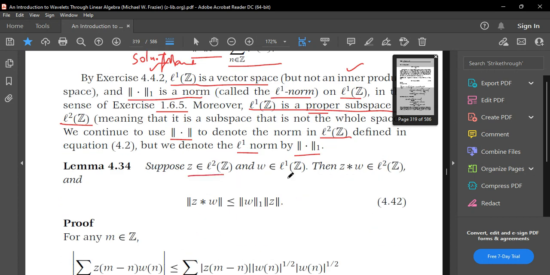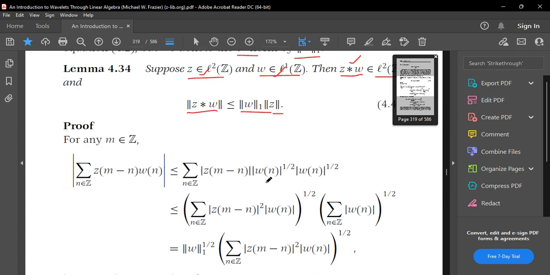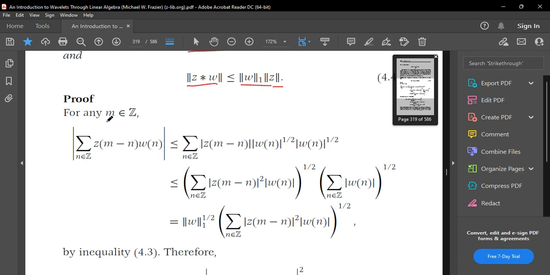Suppose z belongs to L2 of z and w belongs to L1 of z, then z star w belongs to L2 of z. The condition for z star w to belong to L2 of z is that one element is in L2 of z and the second one is in L1 of z. And we will prove that the norm of z star w will be less than or equal to norm w 1 times norm z 2. Now, for any m belongs to z, the summation over n belongs to z of z of m minus n times w of n will be less than or equal to summation over n belongs to z of mod z of m minus n times mod w of n, as we have seen earlier.